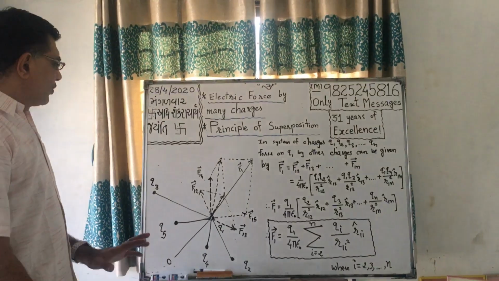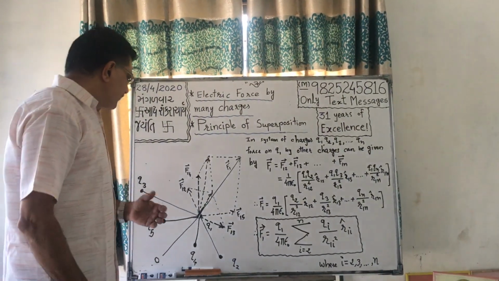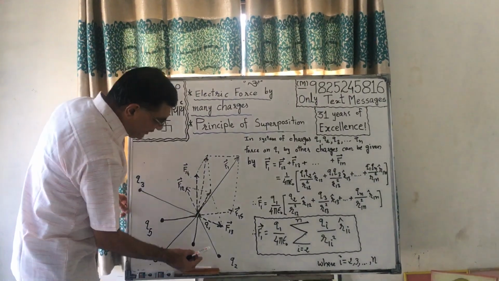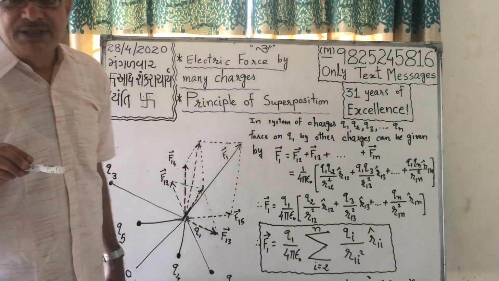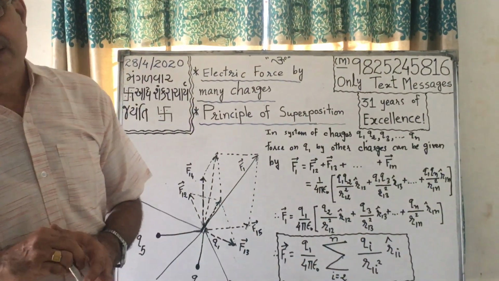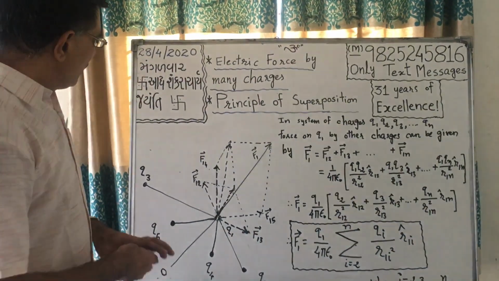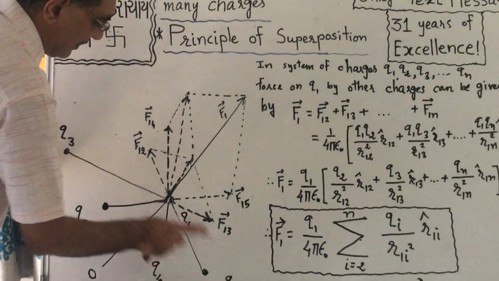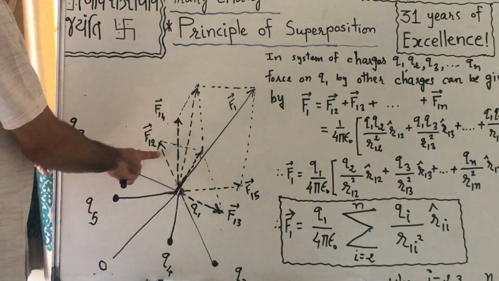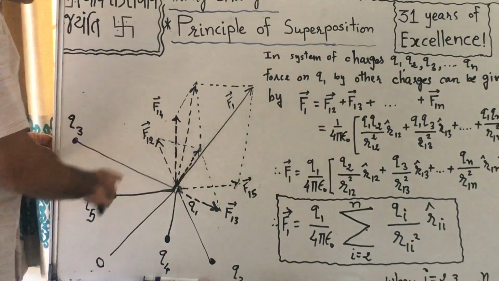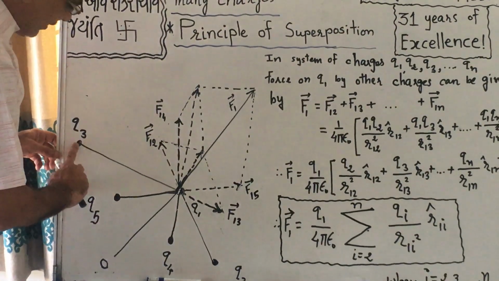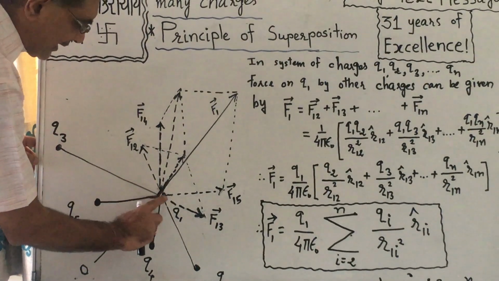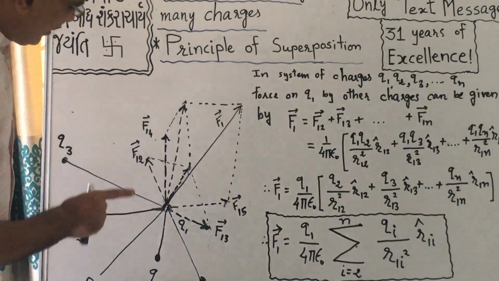Now first of all, what is the force on Q1 by Q2? That is called F12. That will be repulsion, because we have considered like charges, and like charges offer repulsive force. So this Q2 will offer repulsive force, that is F12, force on 1 by 2. This is the vector showing F12. Then this Q3 will also offer repulsion, that is the force on Q1 by Q3, F13. So these two are the vectors.